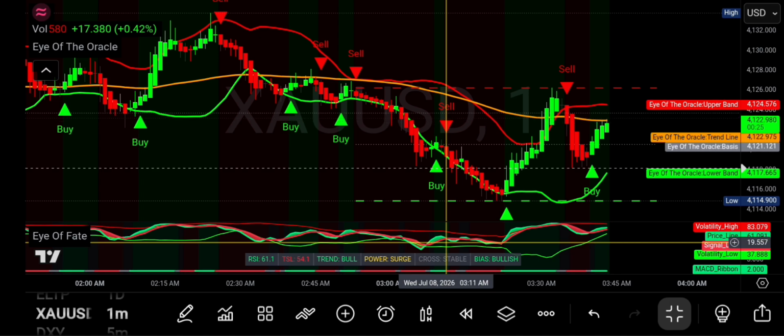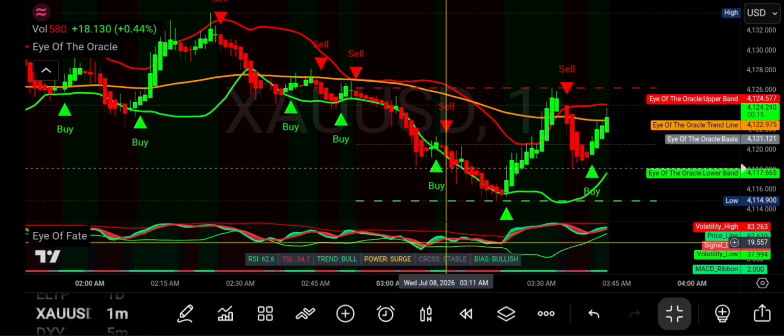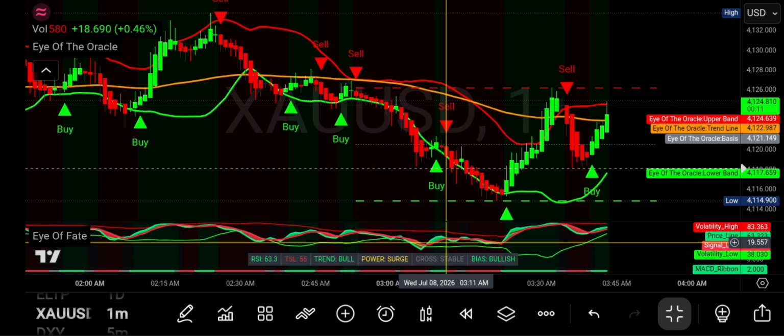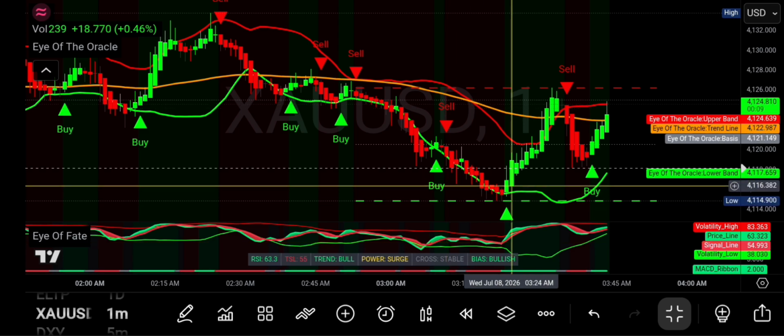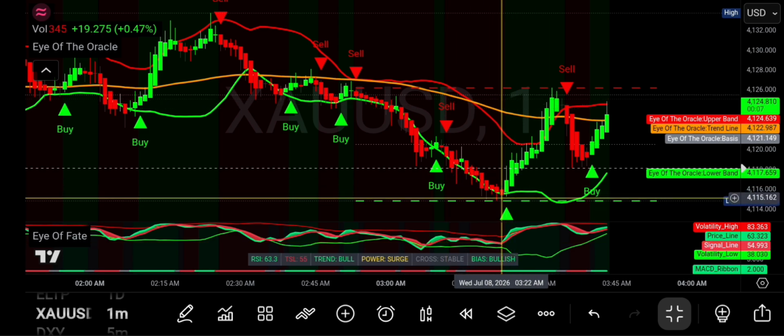A single piece of evidence isn't enough to take the trade, so we need multiple indicators telling us the exact same story. We only execute a trade when all four of our signals agree at the exact same time. So let's look at the four pieces of evidence.